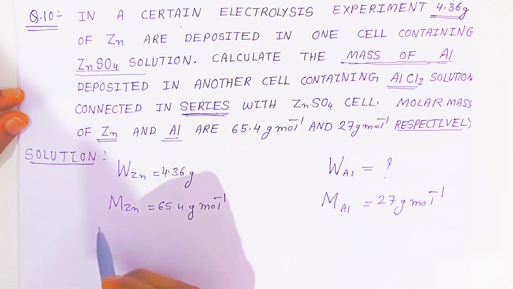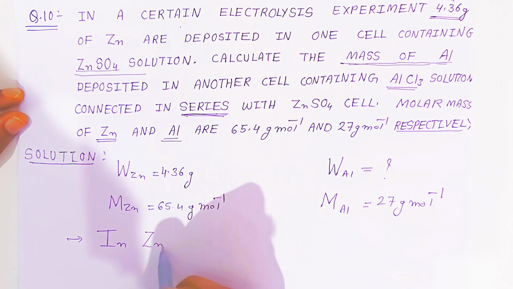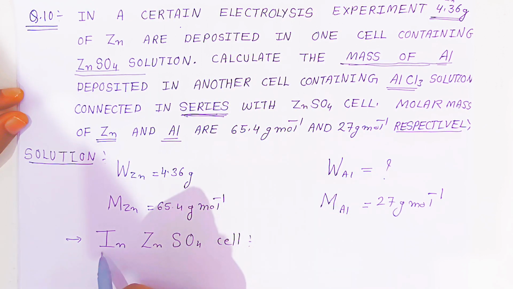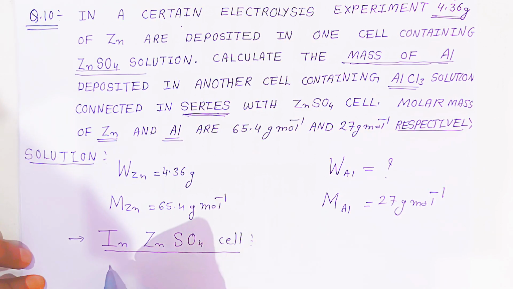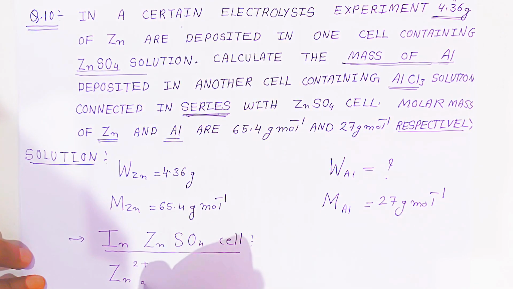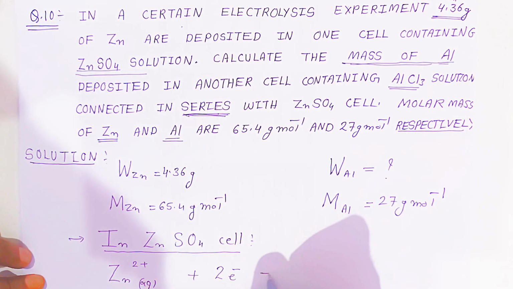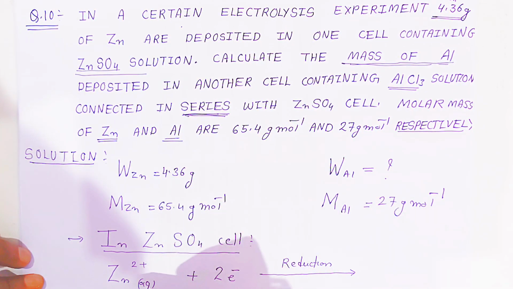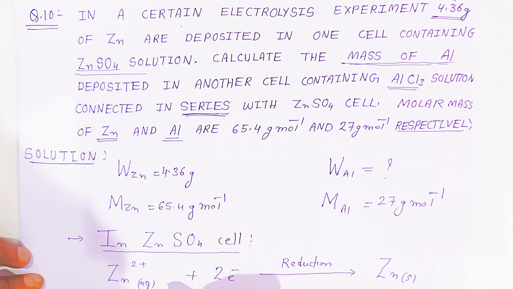So first students, we are going to see the zinc sulfate cell. Okay students, what is going on in the zinc sulfate cell? When the current passes, when zinc is in contact with zinc sulfate, what happens? In zinc sulfate solution, Zn2+ aqueous will accept 2 electrons and then Zn2+ will be reduced. A reduction reaction is going on, and Zn2+ will reduce to zinc solid.